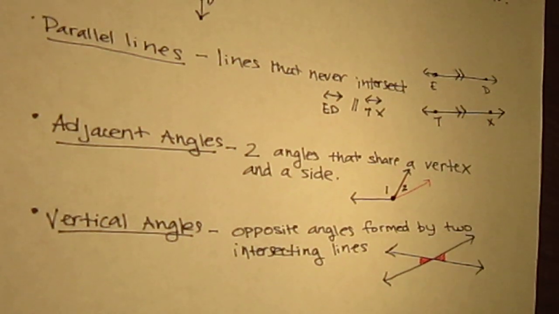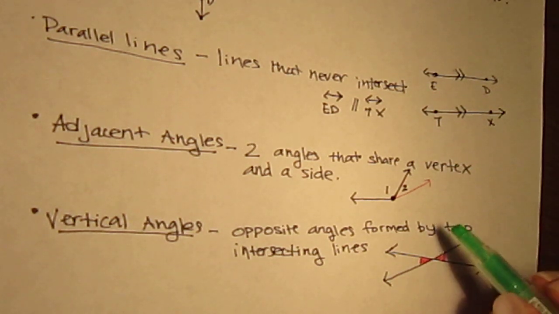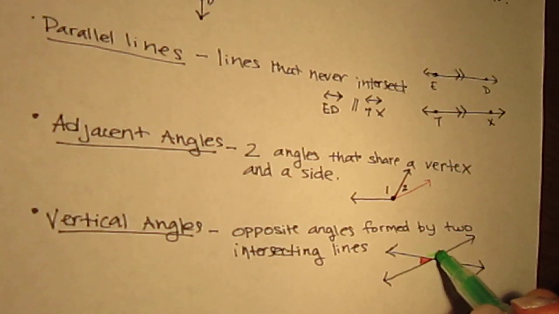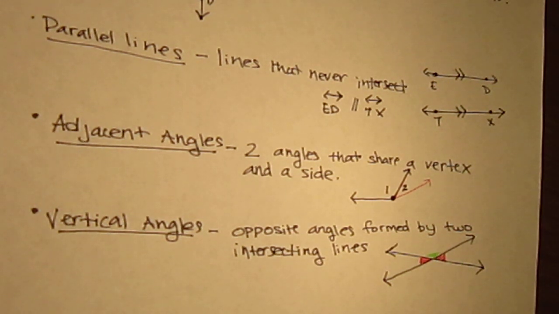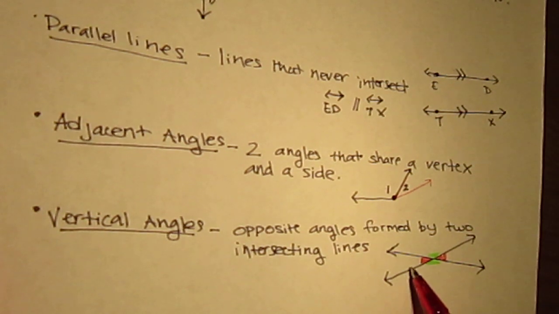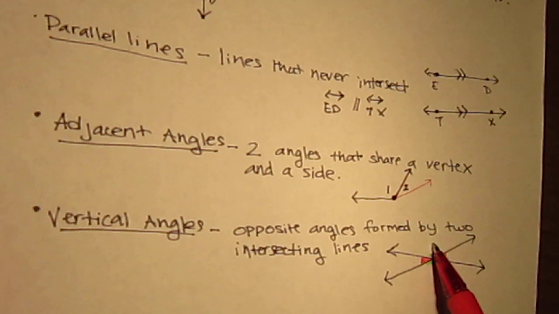You'll notice that there's also another vertical angle here, right here, this angle, and that vertical angle will be right here. Okay. So it's basically opposite angles, and we call them vertical angles. Another neat thing about vertical angles is that they're congruent. So this angle measurement is the same as this measurement, and this angle measurement is the same as this angle measurement.